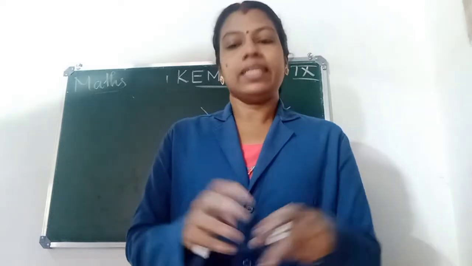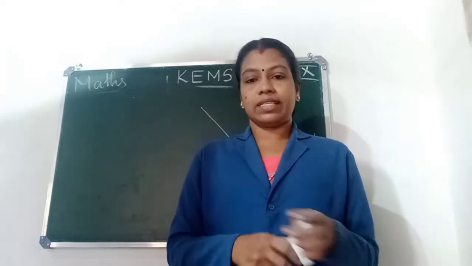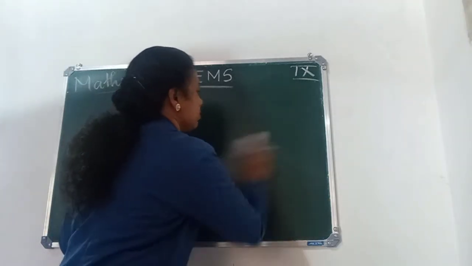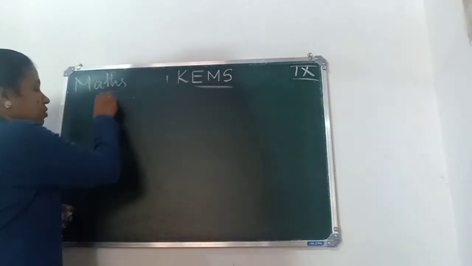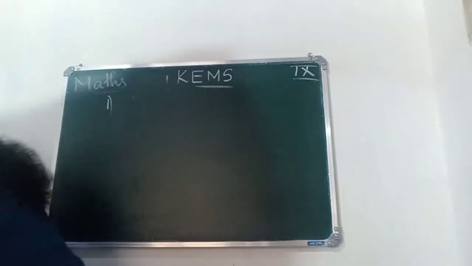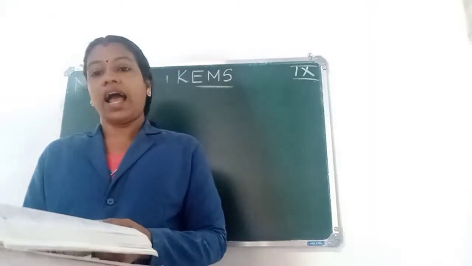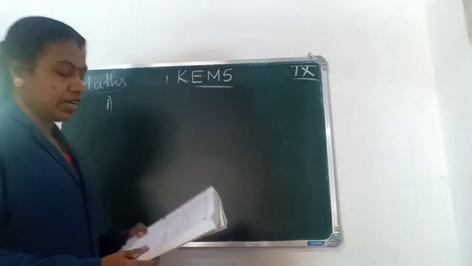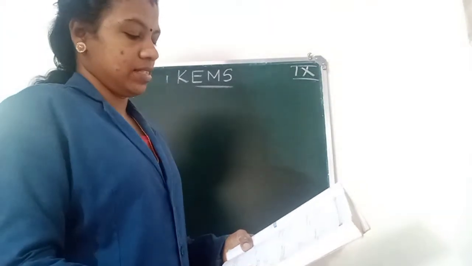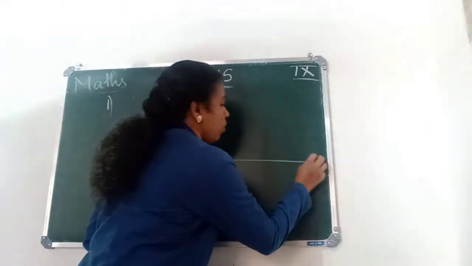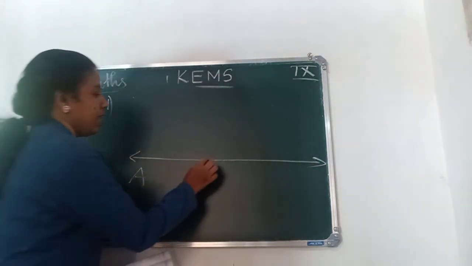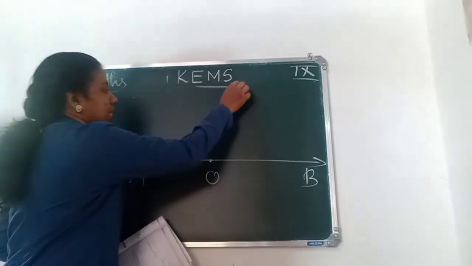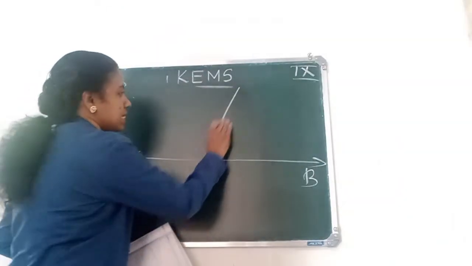Okay, let us discuss two examples. First question. In the given figure, find the value of x and the given angles also. If AOB is a line, then find the value of x.